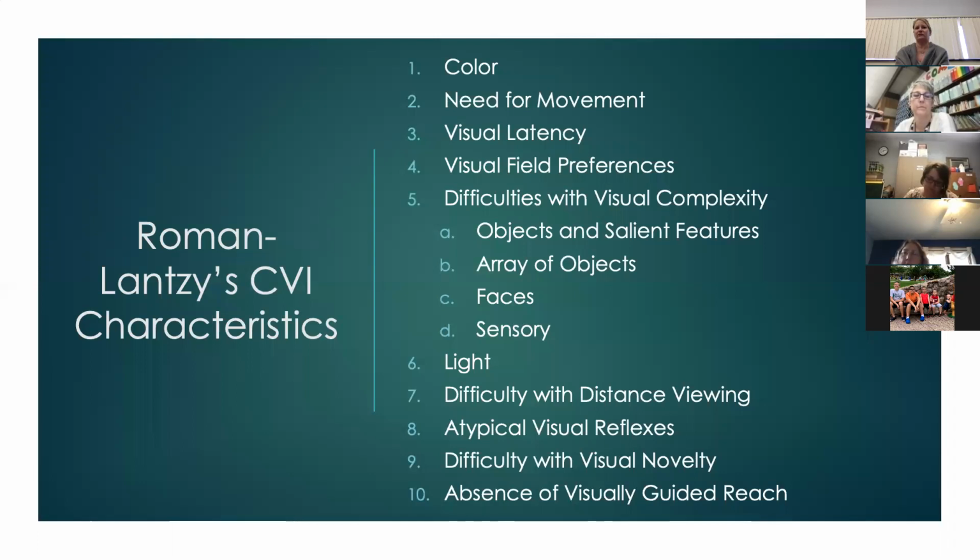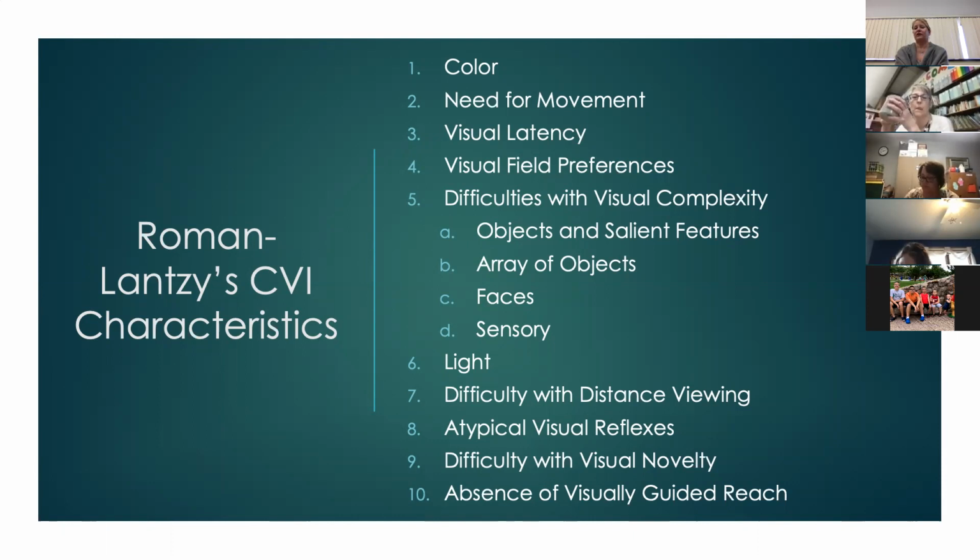Roman-Lansky's CVI characteristics. She has 10 of them. Okay. One of them, number 5, difficulties with visual complexity, is broken into 4 parts. And we'll get to that in a little bit. So the first characteristic, and it's called a vision behavior or visual characteristic, is the need for color, or just color. 2 is need for movement. 3, visual latency. 4, visual field preferences.